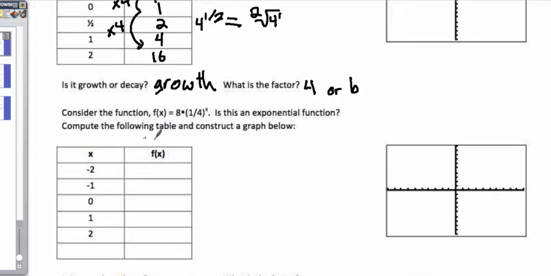Okay, so now let's consider this function, and let's go ahead and fill in the table and see what happens. Compute the following table and construct the graph below. Feel free to pause the video and try to construct this table by yourself. Okay, so we're going to have 8 times 1/4, and it is just the 1/4 that is being raised to the power of x, and in this case it's -2. The negative is going to flip the fraction, so this becomes 8 times 4 squared, which would be 16. Multiply this together, and we end up with 128.